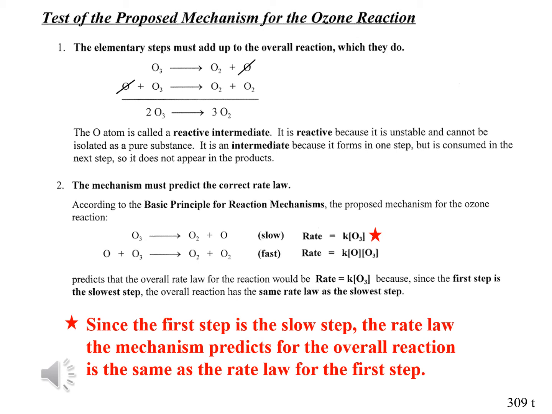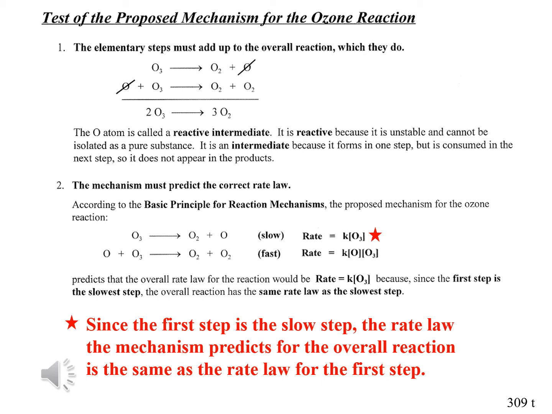Every mechanism has to have at least one reactive intermediate because that's what continues the chain. In this one, the first step produced one, and it's used up. In some mechanisms, then, that one will produce a second intermediate, which will do a third step, and the third step will produce another one, which will do a fourth step. But the idea is that every mechanism has to have at least one of these to continue the steps.